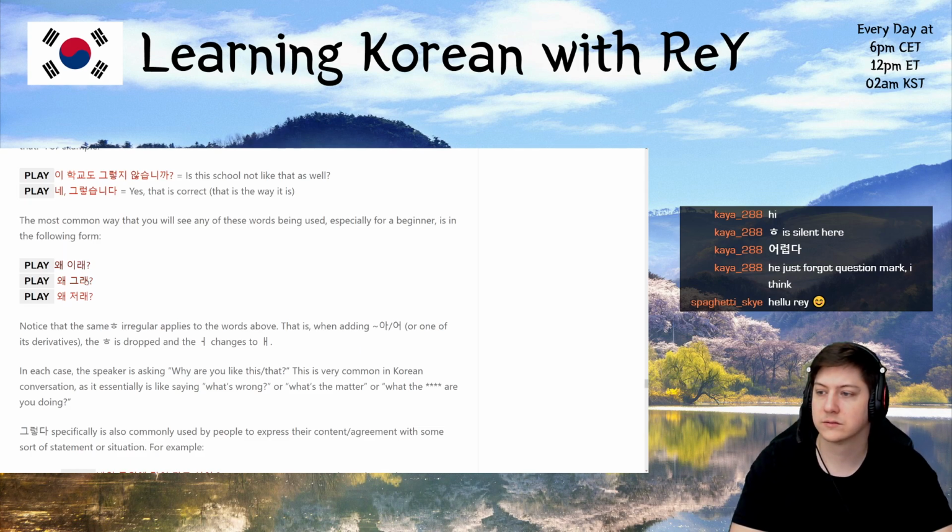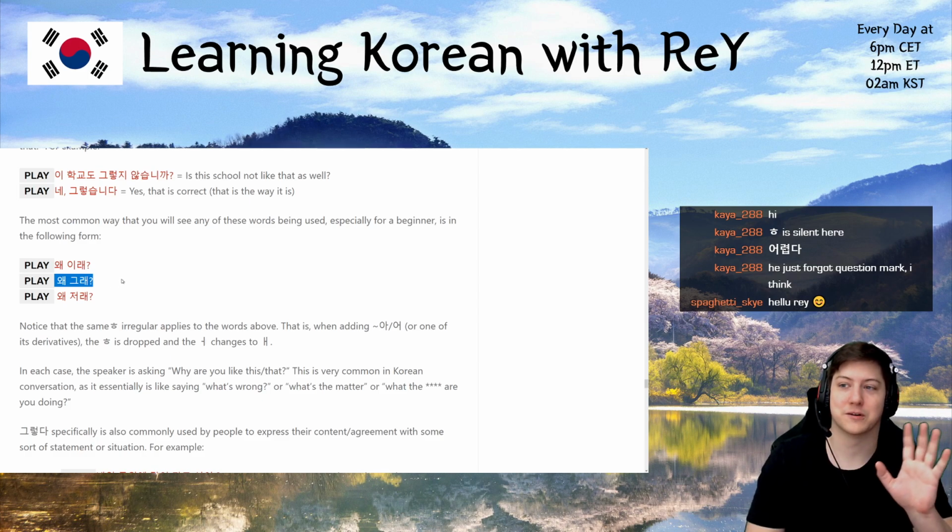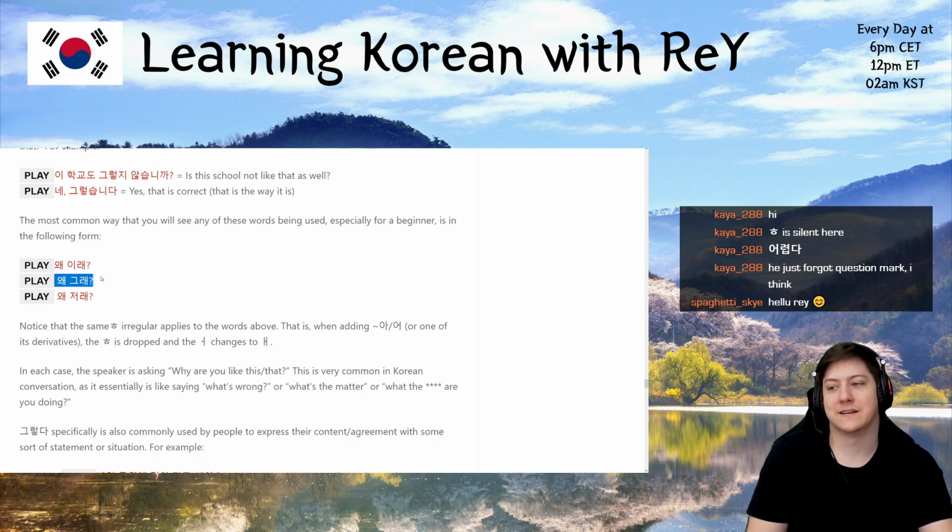왜 이래? 왜 그래? Oh, 왜 그래? I know this. I learned this in the first memorize course. 왜 그래? So now I know the grammar. I learned this sentence in one of the very first weeks, I guess the second week of my Korean learning project here. And obviously I didn't know any of these individual syllables or any of the grammar. But yeah, I definitely learned this. 왜 그래?